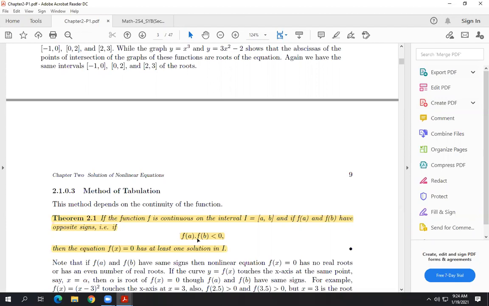For example, my question is very simple. We do an example. We have x cubed equal to, let's say, 2x plus 1. This is given by the teacher. How many roots do we have for this case?